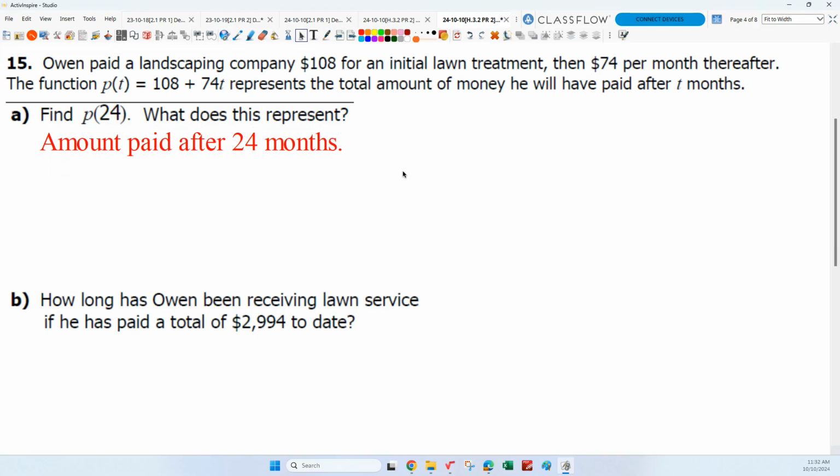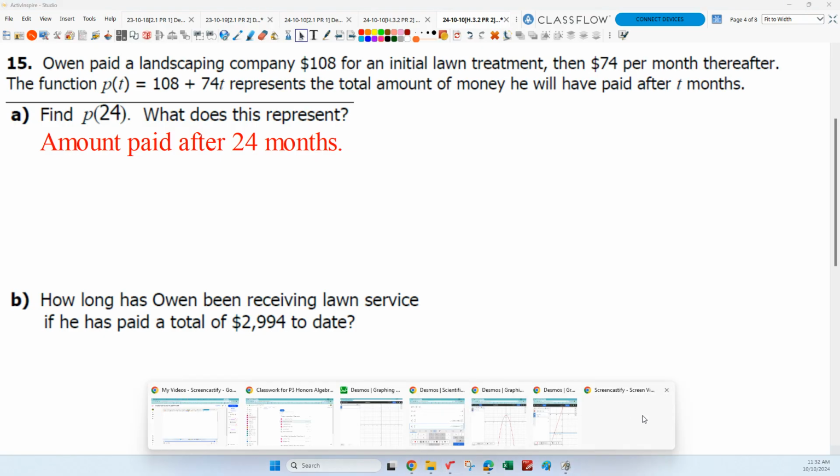Question B. How long has Owen been receiving lawn service if he has paid a total of $29.94 to date? How would I find out? The graphing thing shows us. Okay, yeah, so what would I be plugging 29.94 in for? For T? P of T, right? That's a value of P of T, isn't it? That's an output value. Okay? So we could do the same trick. We could do our graphing trick with this.